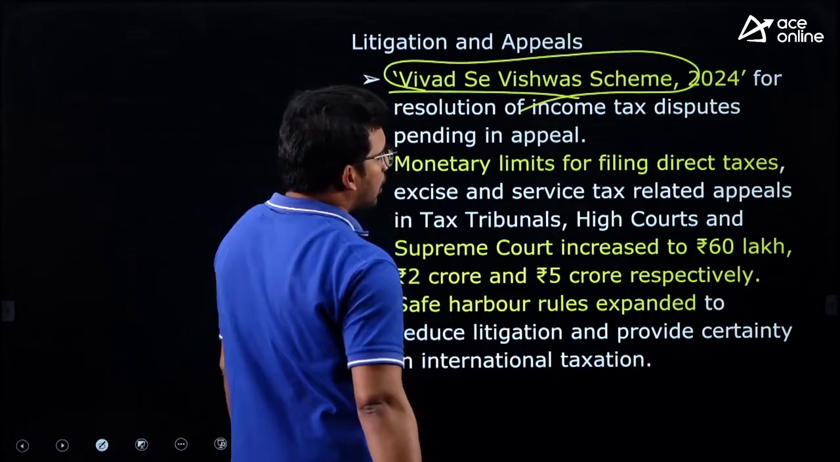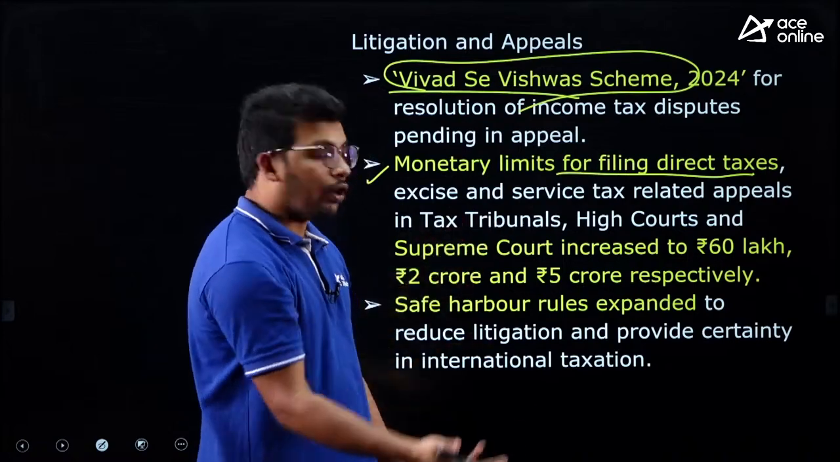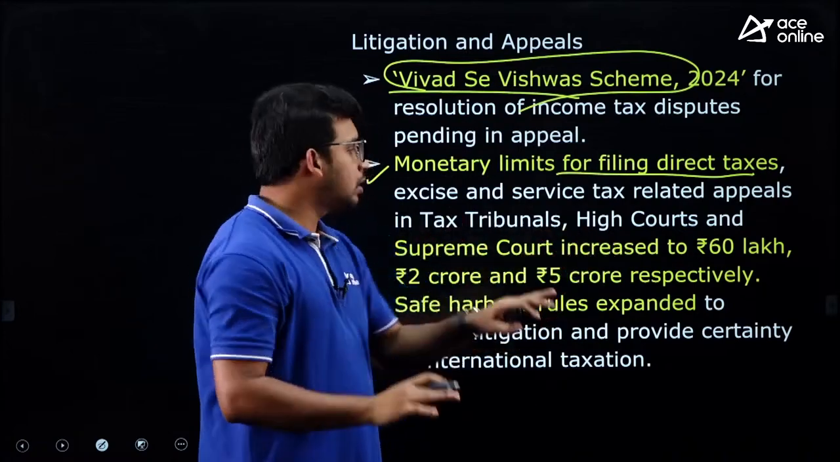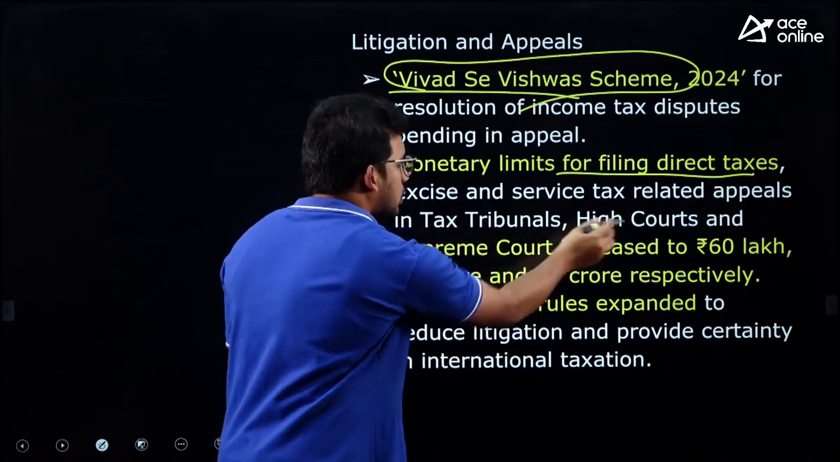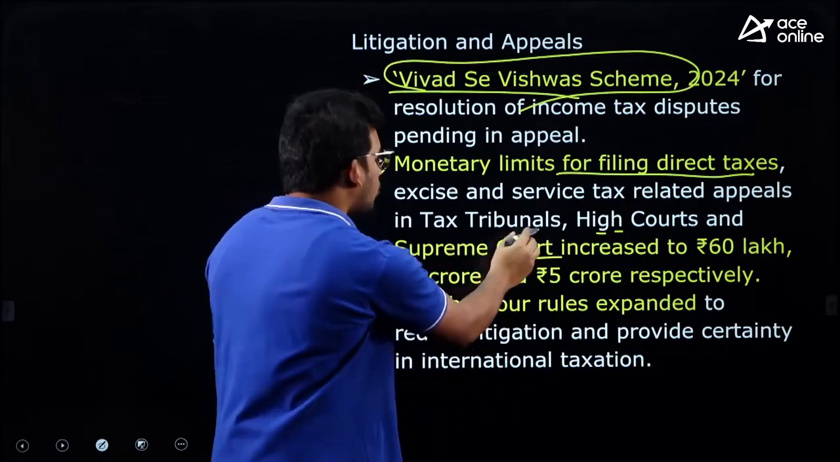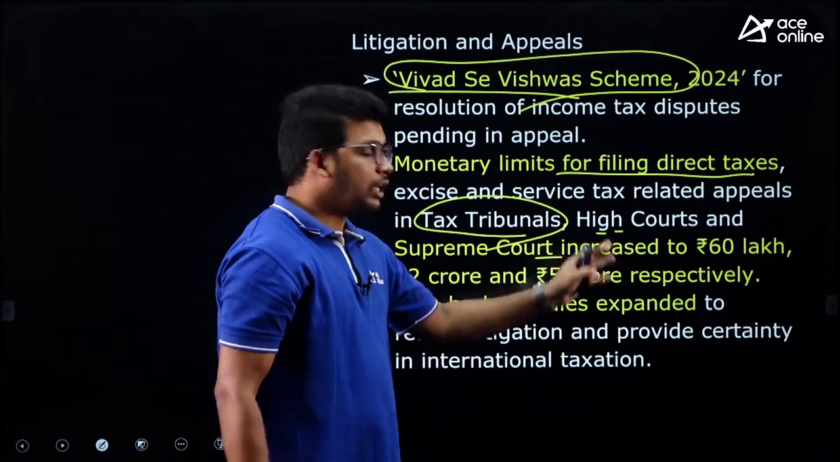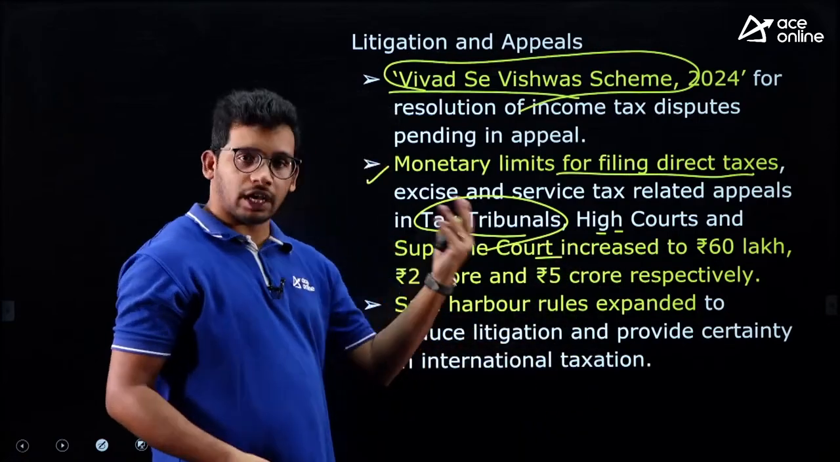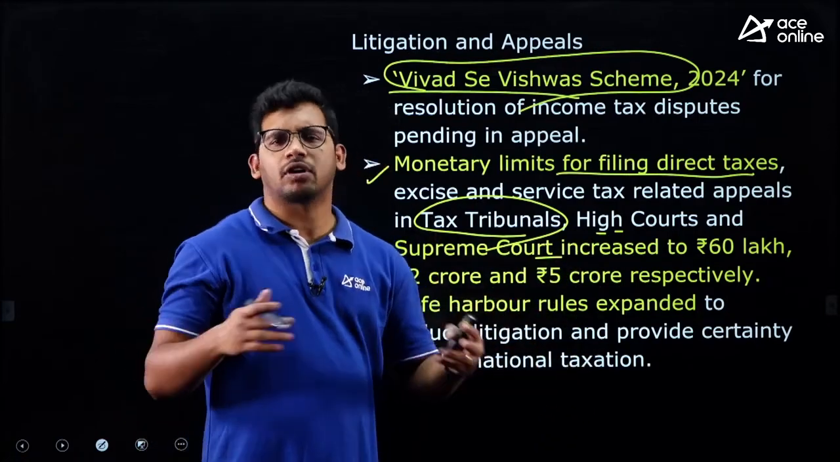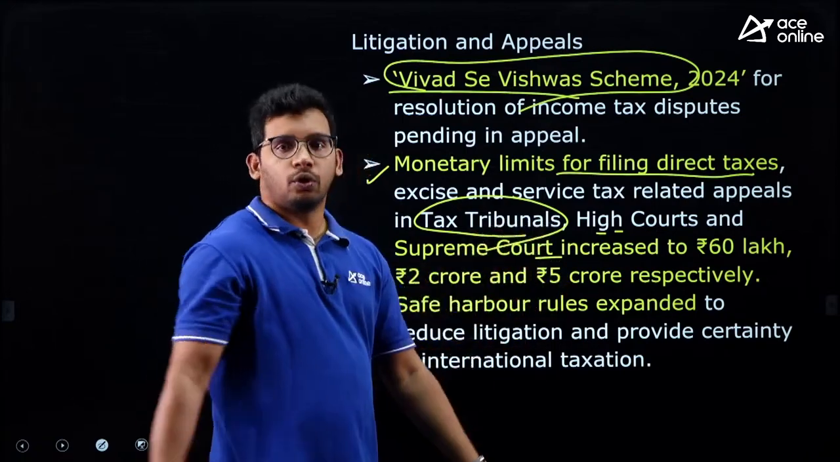Now they are like monetary filing direct taxes. So rather than directly going to the high courts and supreme courts, you come to the tax tribunals, means local courts, so that this won't be delayed. If it is directly to the high court, it will take lot of time, lot of money and all. So now they are asking to shift to the local tribunals.